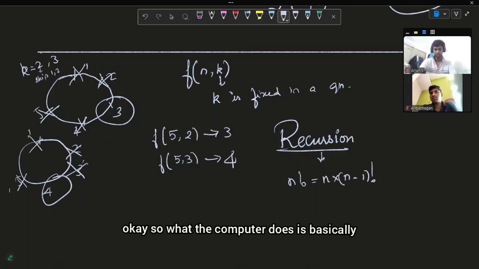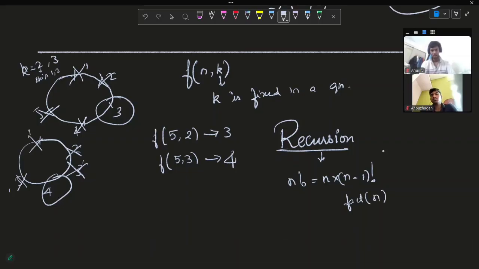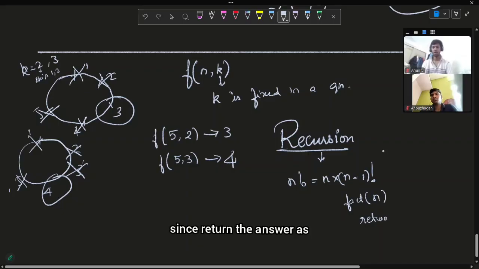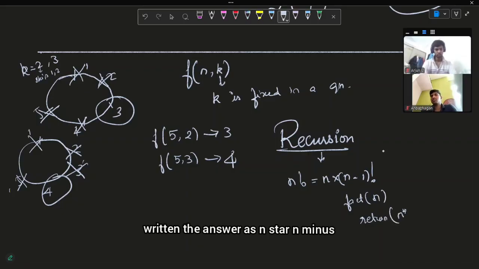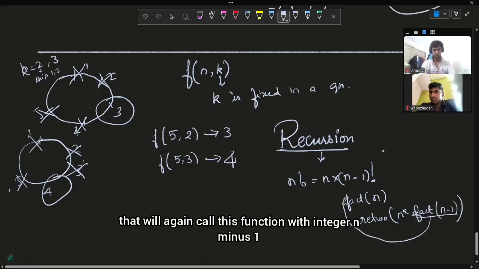So what the computer does is, whenever you need something, it will define a function of factorial of n. You will type return, which means return the answer as n times factorial of n minus 1. So it will multiply n into factorial of n minus 1. Basically, that will again call this function with integer n minus 1.